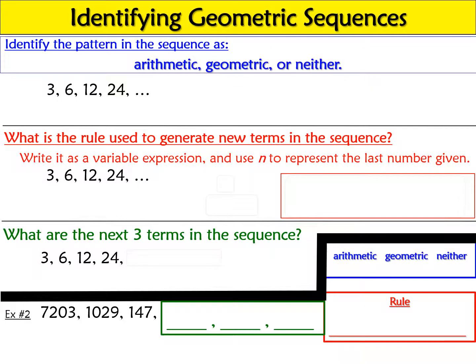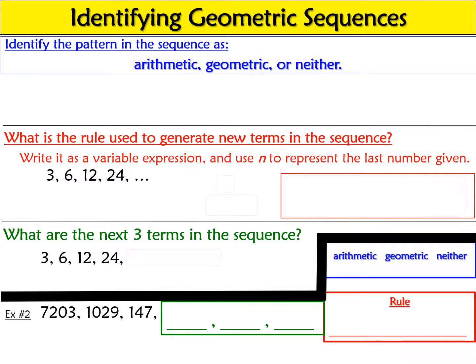Hi, this is Mr. Hood, and let's look at ways to identify geometric sequences. The first pattern of numbers that we're going to look at is 3, 6, 12, and 24. So one thing we might be asked to do is look at that pattern of numbers and determine, is it an arithmetic sequence, a geometric sequence, or neither of them?